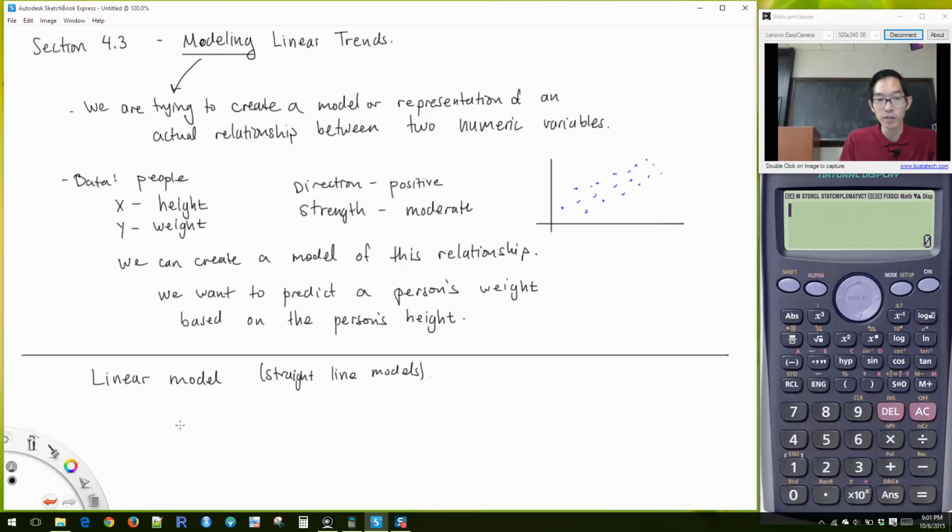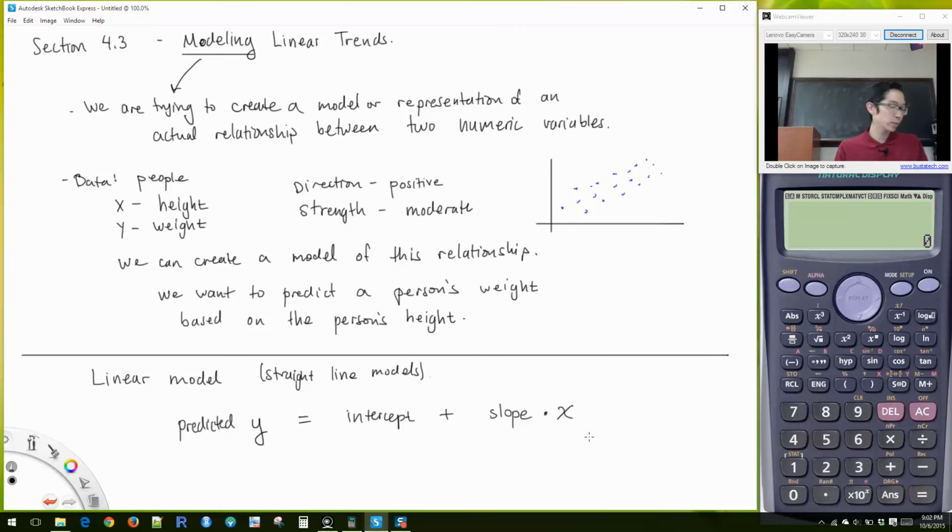We're going to have our predicted y equal to an intercept plus a slope times x. So our predicted value for y is going to be equal to an intercept plus a slope times x.